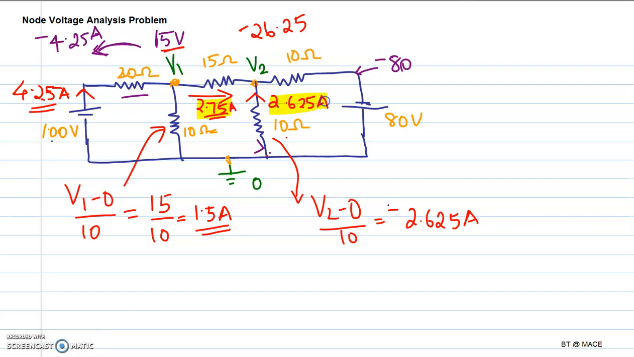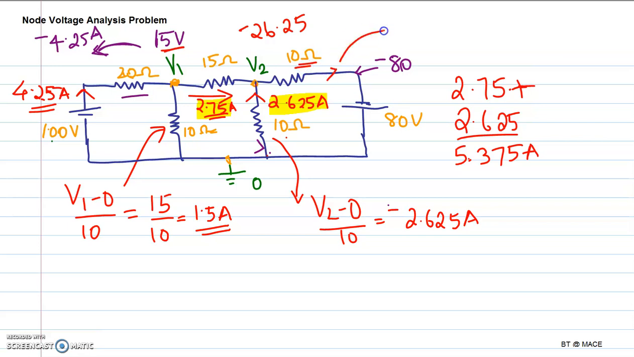So now we have two currents, 2.75 and 2.625, which are reaching node 2. 2.75 plus 2.625, you will get the value as 5.375 amperes. So the current through this 10 ohm resistance will be 5.375 ampere. Let us verify it using the node voltage also.